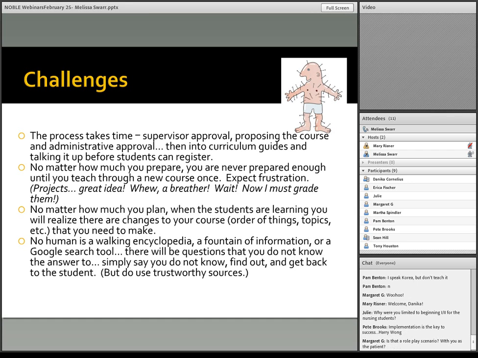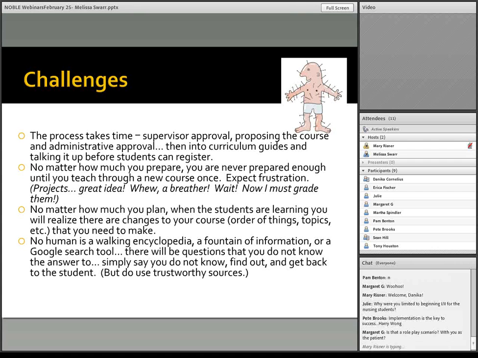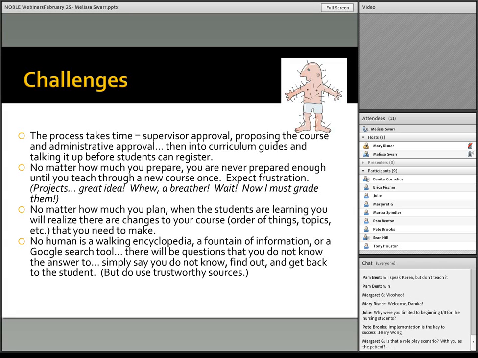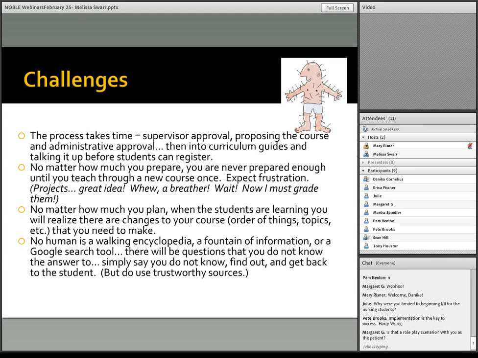So as you all know, no matter how much you prepare, you're just never prepared for every situation in teaching. You never are, but you really are not when you are teaching something new. So just hang in there the first time you teach it. Be over prepared as you could be. And just do your best with it and give them a value for what they're taking in the course, for the reason that they're taking the course.